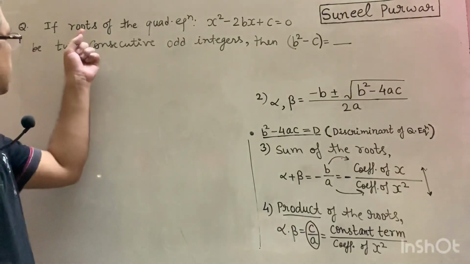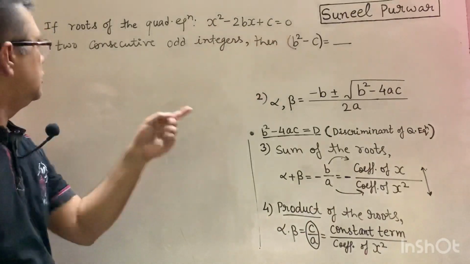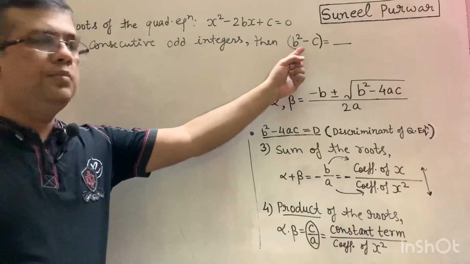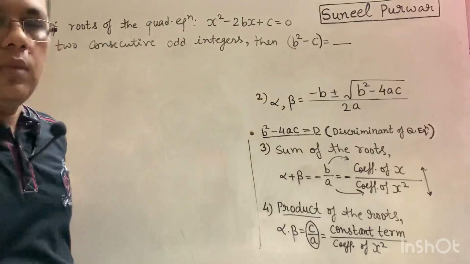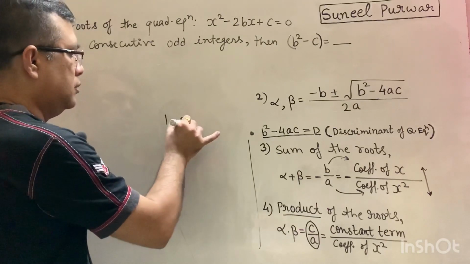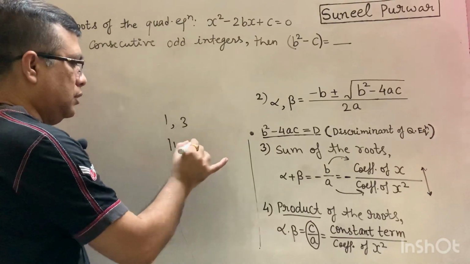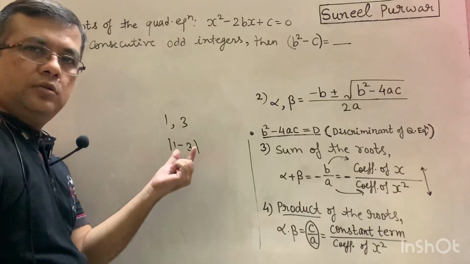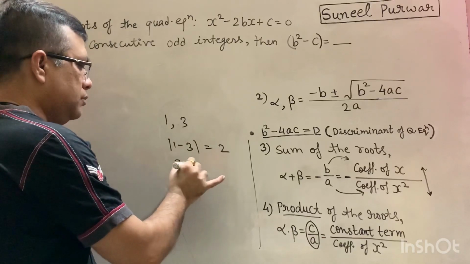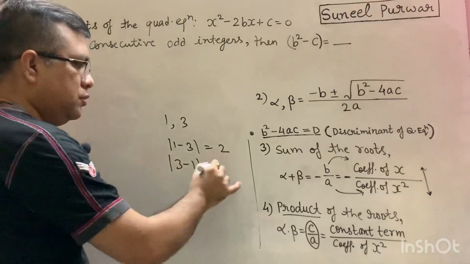This question says, if the roots of the quadratic equation x square minus 2bx plus c equal to 0 are two consecutive odd integers, then what is the value of b square minus c? Now in your mind bring any two odd integers, say 1, 3. What is their difference? 2. If you do 1 minus 3, that is minus 2, but the mod value will be 2 only. And if you do 3 minus 1, that is 2, mod of 2 is 2.